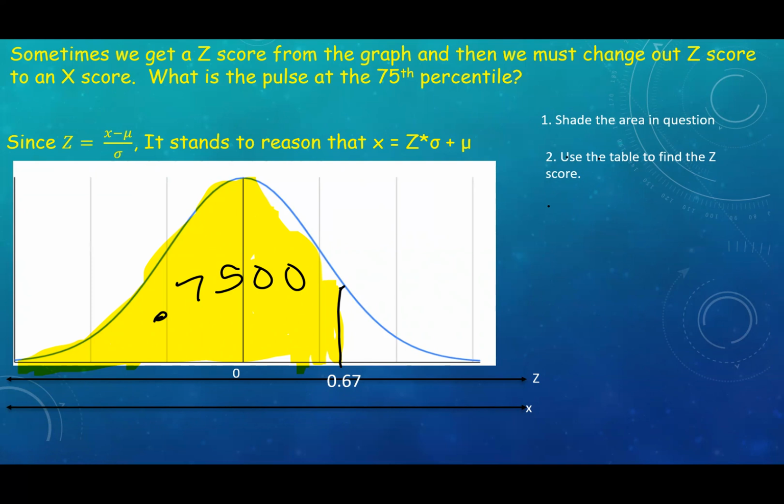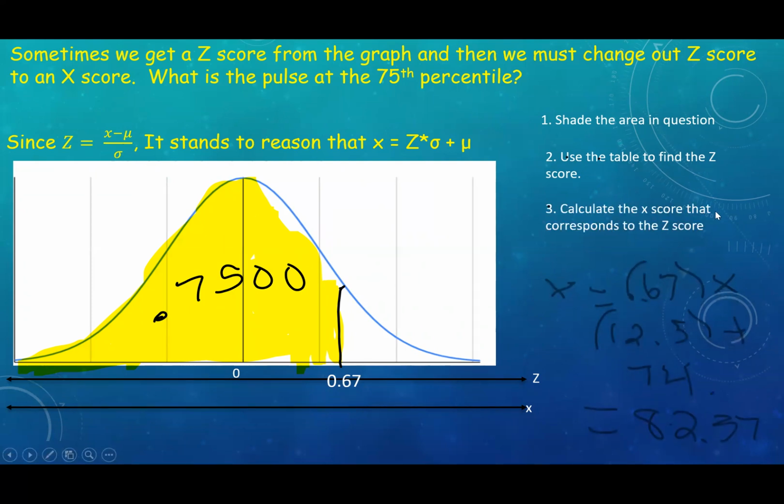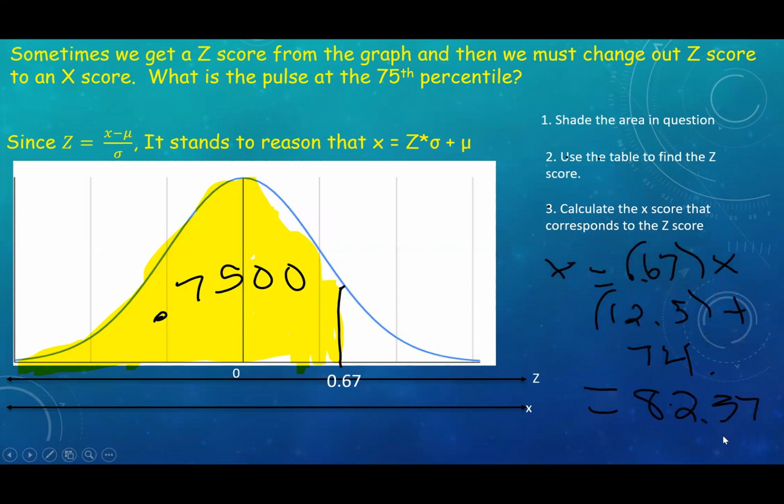Now we need to convert that z-score to an x-score. So we calculate the x-score that corresponds, and we get 82.37. So right here is 74. Over here is 82.37. So that means 82.37 beats is the 75th percentile. There we have that. And here's our answer. The pulse for the 75th percentile is 82.37 beats.